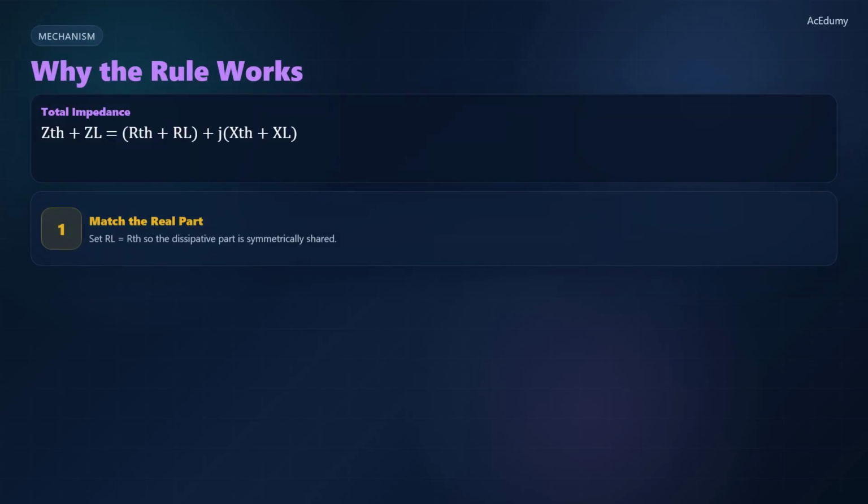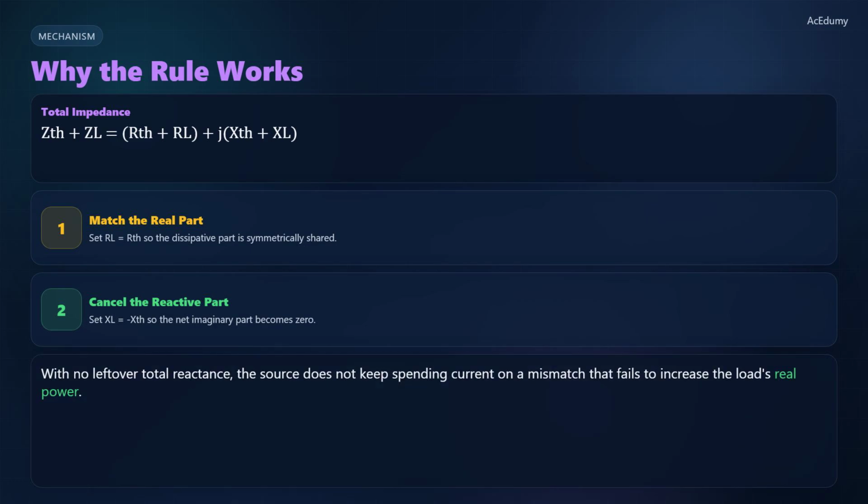Write the total impedance as Z Thevenin plus Z load. That becomes R Thevenin plus R load plus j times X Thevenin plus X load. When the load reactance is the negative of the source reactance, the imaginary part disappears. The source no longer wastes effort supporting a leftover reactive mismatch.